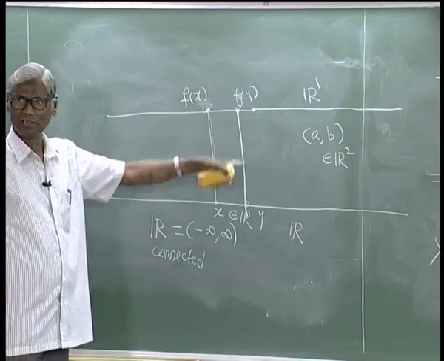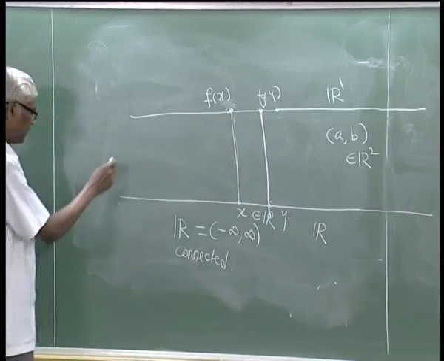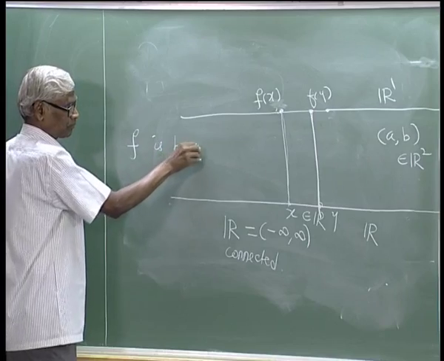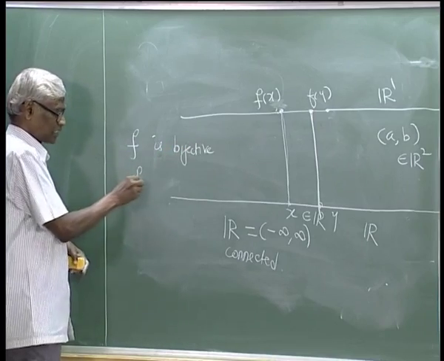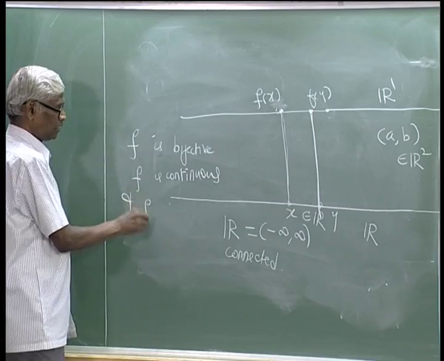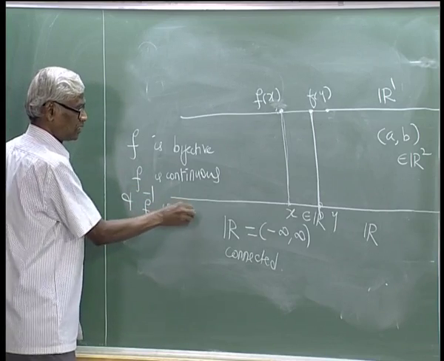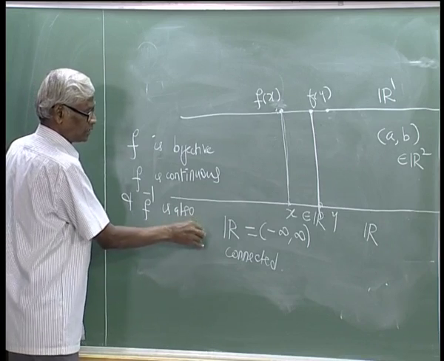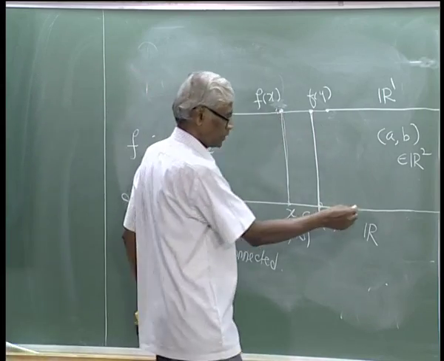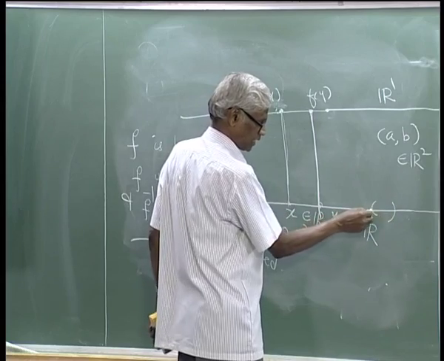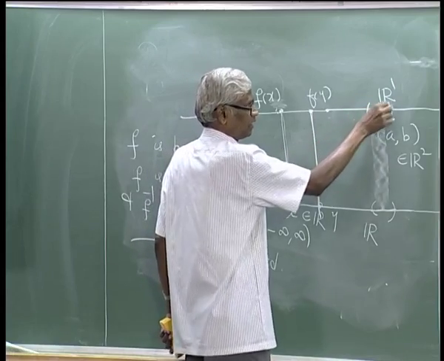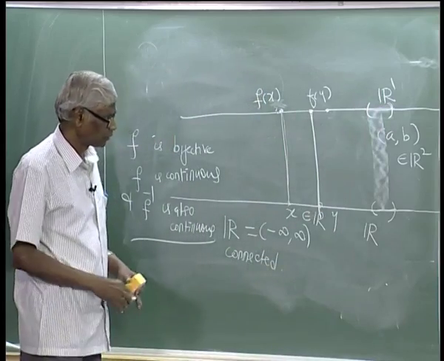So, this is a continuous map. In fact, such a map is a nice map in the sense that f is bijective, f is continuous, and f inverse is also continuous. Such a map we call a homeomorphism. That means essentially if you take a basic open set here, an interval like this, the image is also an interval in this line. So, this will be a homeomorphism for us.